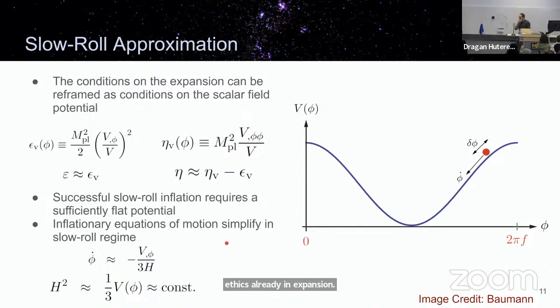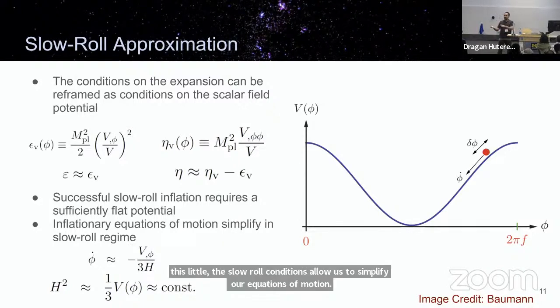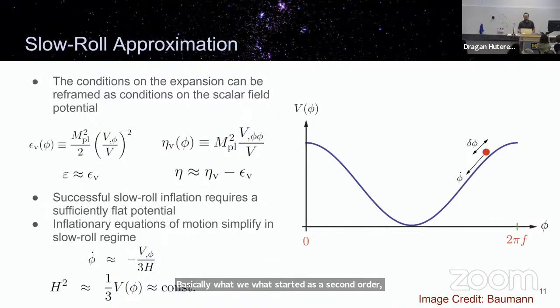Now, the slow roll conditions allow us to simplify our equations of motion. Basically, what started as a second order differential equation simplifies to a first order differential equation. And so all the dynamics are very simple. If you know where the field is in the potential, you know its velocity and you know its evolution. And H, the expansion rate, is nearly constant and just given by H squared is 1/3 of the potential, where I've set the Planck mass to 1 in this case.